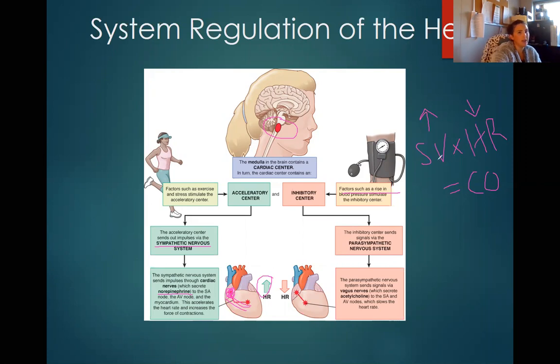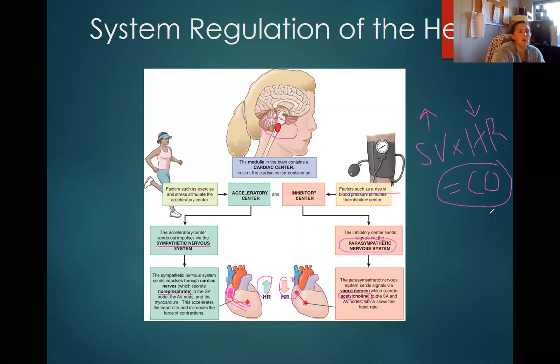Whatever is going on that's making our stroke volume increase, our body is going to send out a signal from the parasympathetic nervous system. And that's going to be usually acetylcholine, and that's going to tell our heart rate to slow down. The goal is to maintain the cardiac output. So remember, if the stroke volume's increasing, the heart rate's going down. If the heart rate's increasing, the stroke volume's going down if we're maintaining.